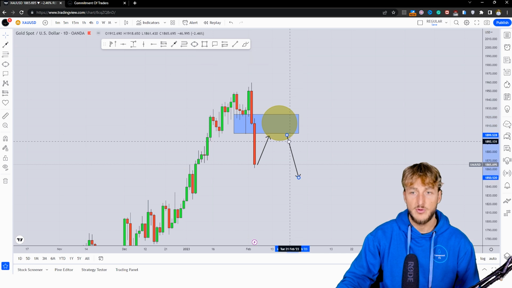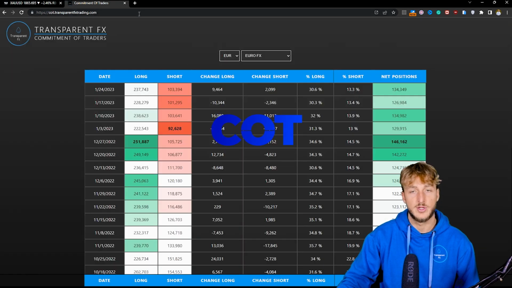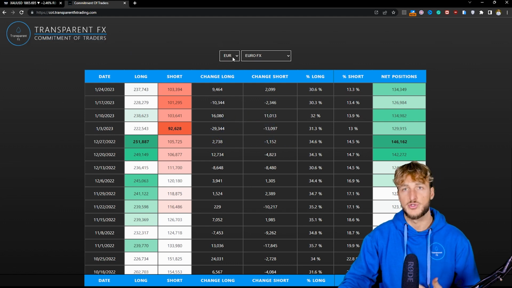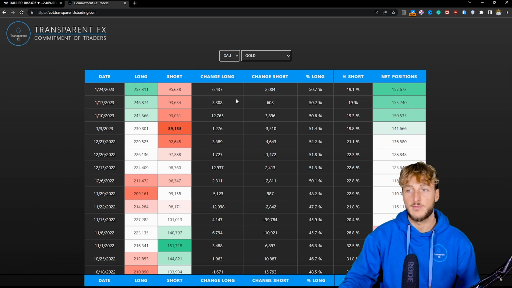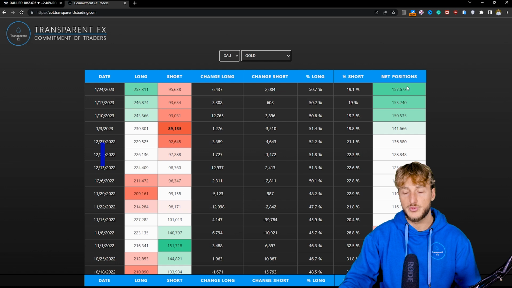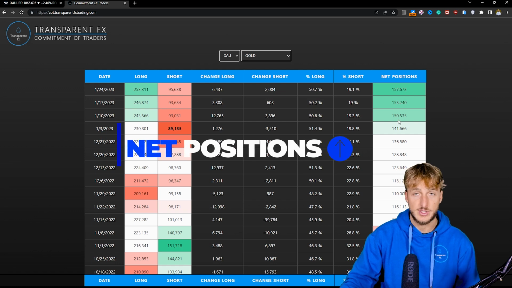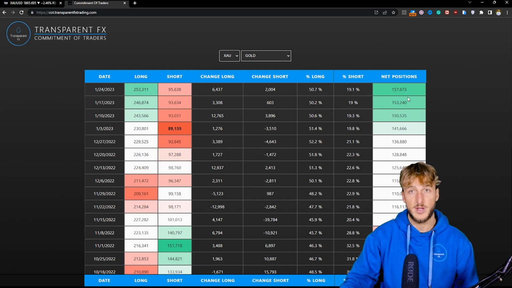Now, if we go and see what we have when it comes to the commitment of traders, so the COT data, which is what the non-commercials, so the biggest speculators in the market, are doing, and we check the data for gold, what we can see is that with the last reports, we have continued to see increases in net positions. However, it is also important to keep in mind that we still don't have the last report.